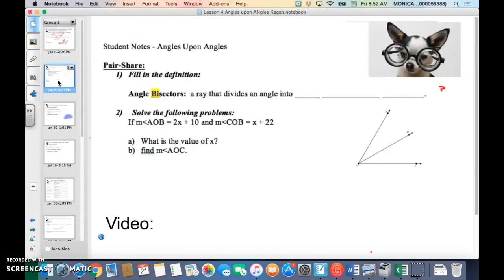So today we're going to talk about angles upon angles. And the first thing we're going to look at is what an angle bisector is. Well, we learned what a segment bisector is. So bi means to cut in two. And specifically in geometry, it's a ray that divides an angle into two equal parts.